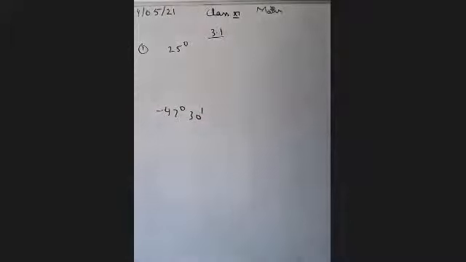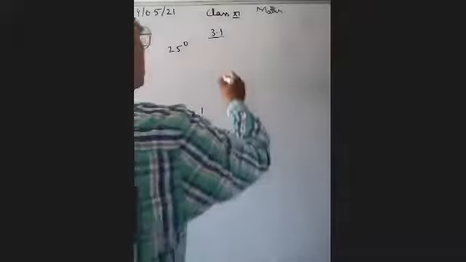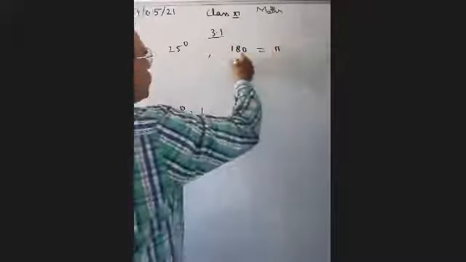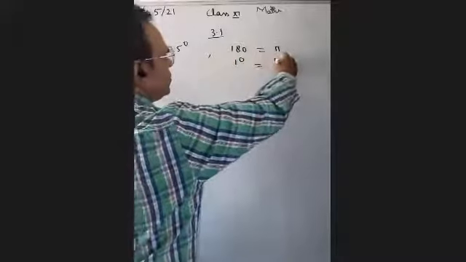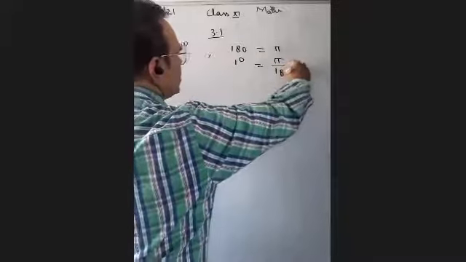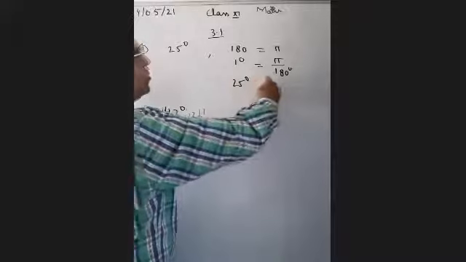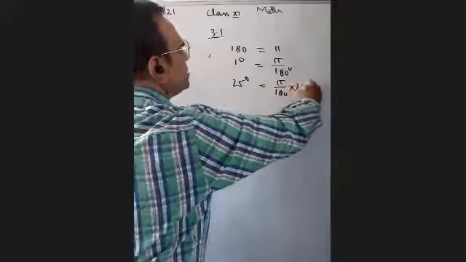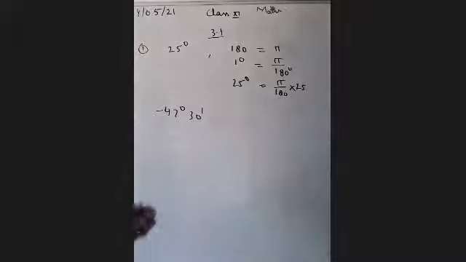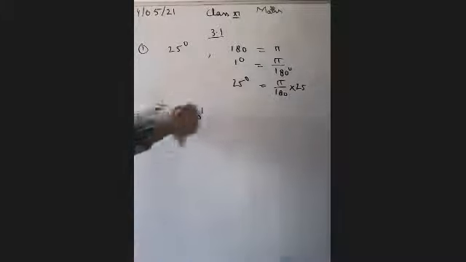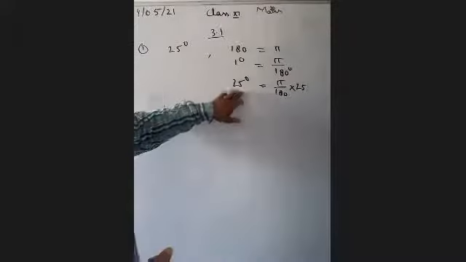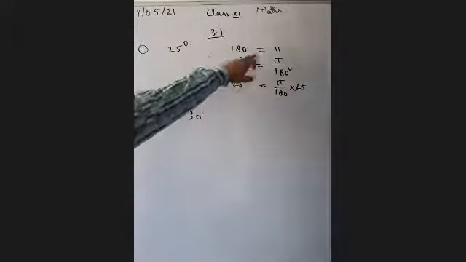ठीक है, you know that 180 degree is equal to pi radian. 1 degree will be pi upon 180, and 25 degree will be equal to pi upon 180 into 25. This is a unitary method, है ना? Suppose you know the cost of 30 articles. So first you find the cost of one article, then you can find out the cost of any number of articles. The same way, 180 degree equal to pi radian.